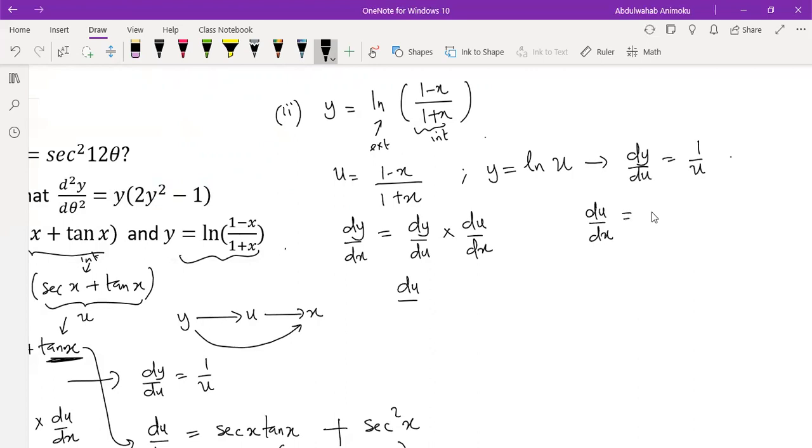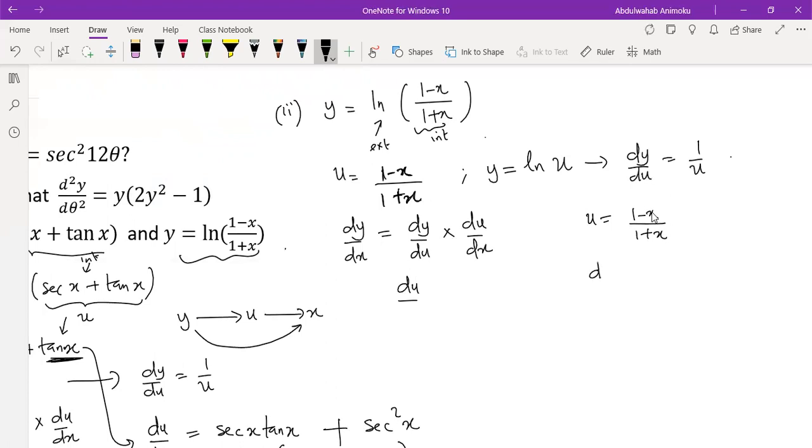Now, notice that to differentiate this function with respect to x, you have what? A division of two functions, which means we are going to use what? Somebody is already saying it, which is the quotient rule. Okay, so before we find this, let's rewrite u here again, which is 1 minus x over 1 plus x.